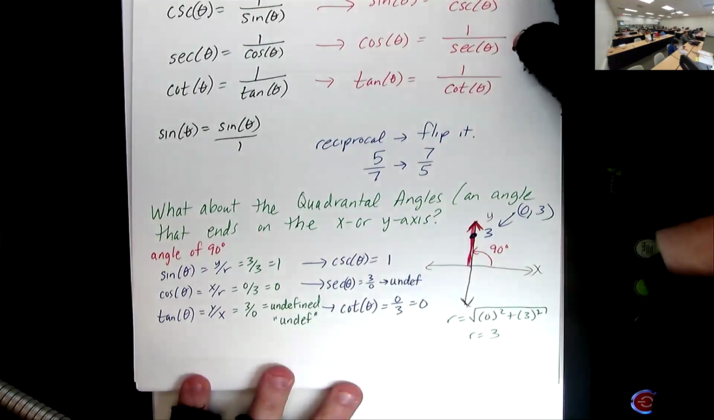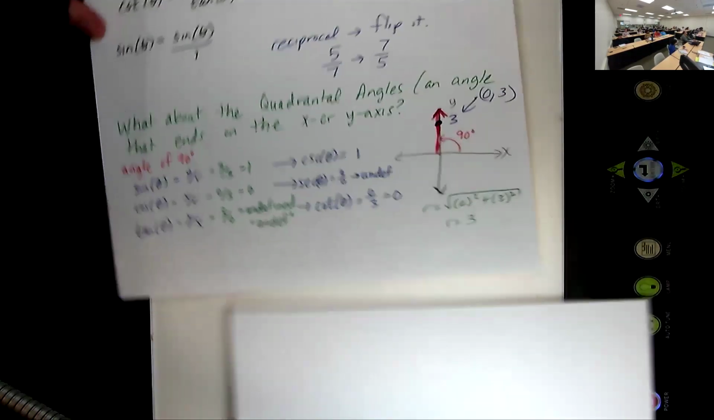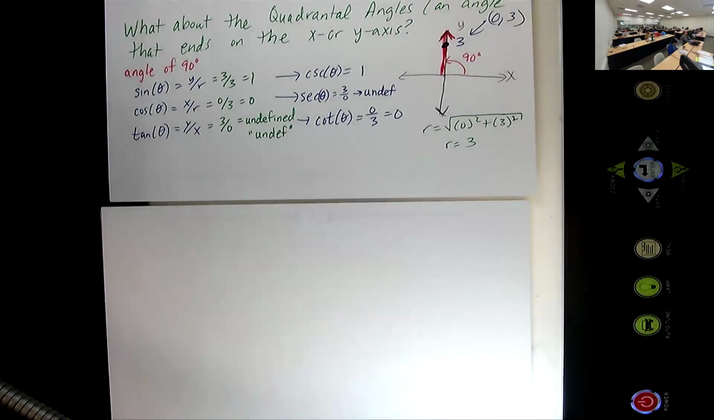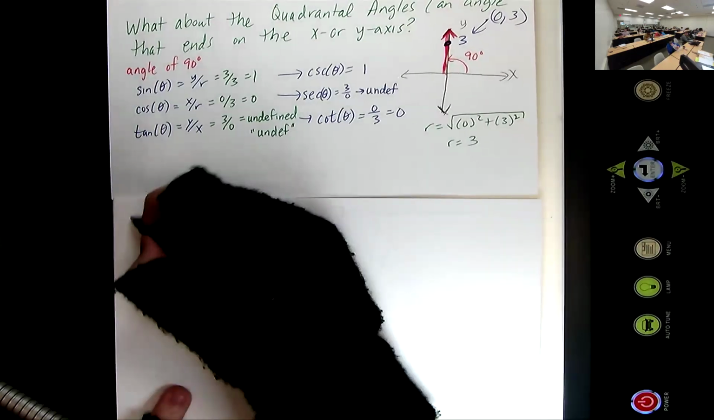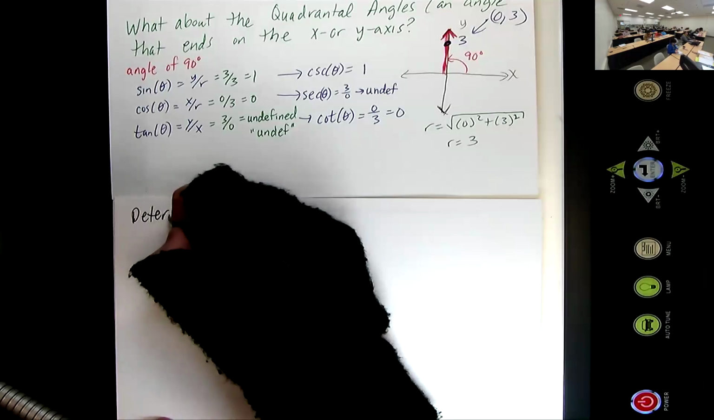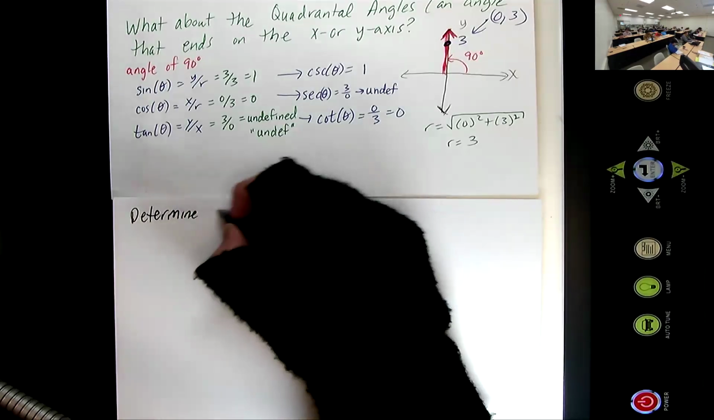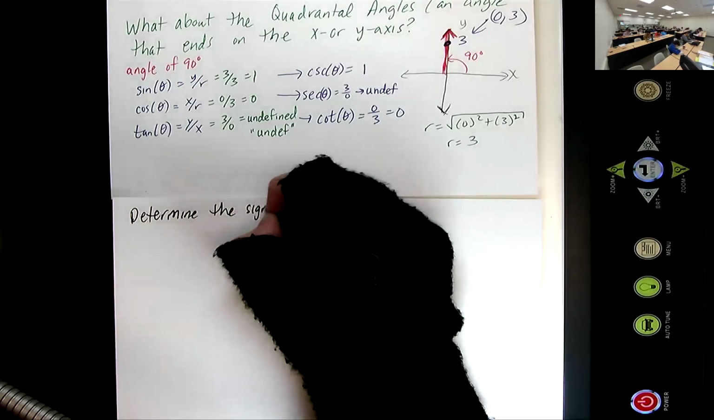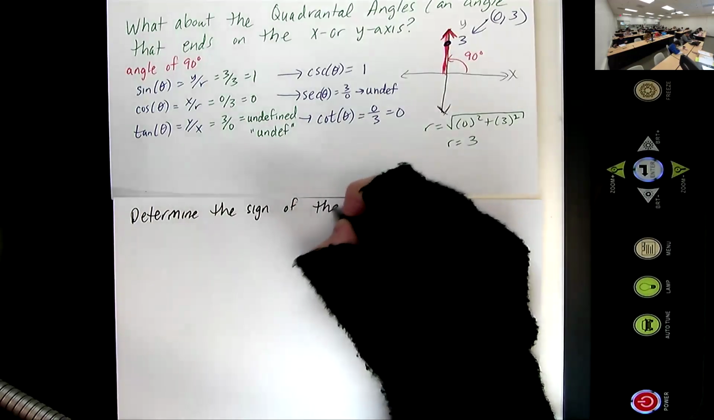Let's take another shot at that "All Students Take Calculus" thing. Let's try to figure out which ones are positive and which ones are negative without having any points. Determine the sign of the 6 trig functions.